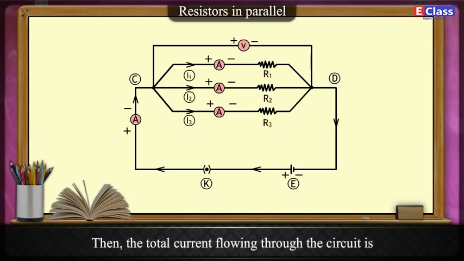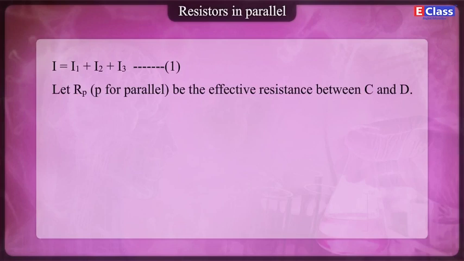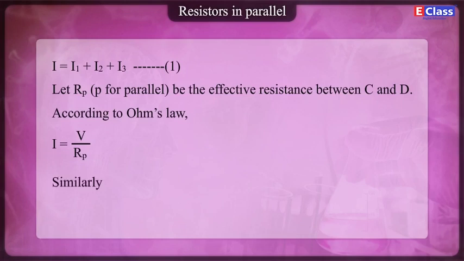Then the total current flowing through the circuit is I is equal to I1 plus I2 plus I3, equation 1. Let Rp, P for parallel, be the effective resistance between C and D. According to Ohm's law, I is equal to V upon Rp. Similarly, I1 is equal to V upon R1, I2 is equal to V upon R2, I3 is equal to V upon R3.